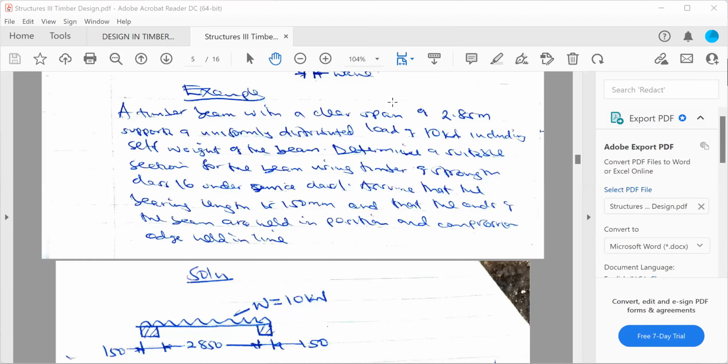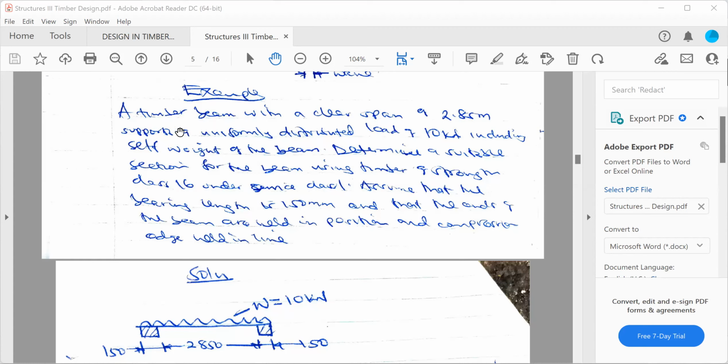Hello, welcome to our lesson 2 on timber design to BS 5268. Today we are going to look at an example of a timber beam.